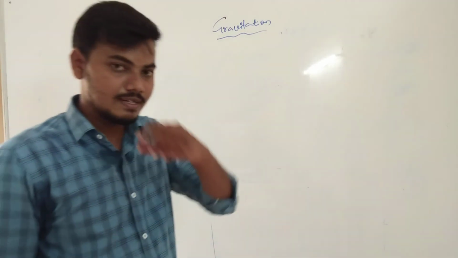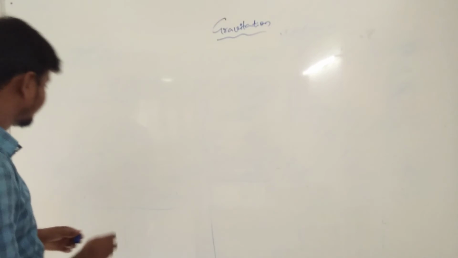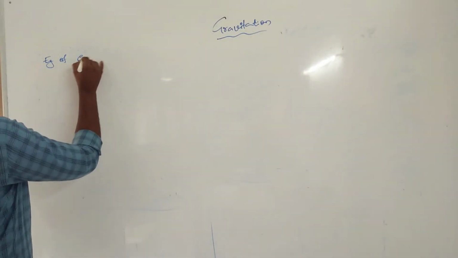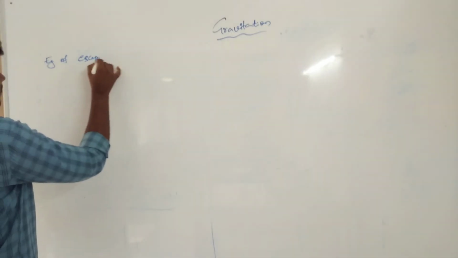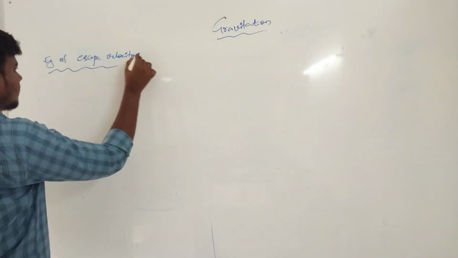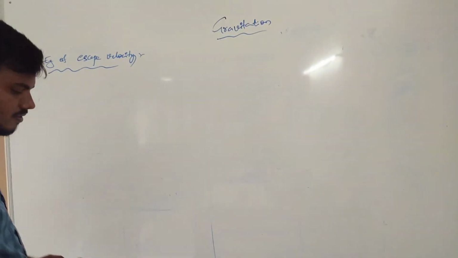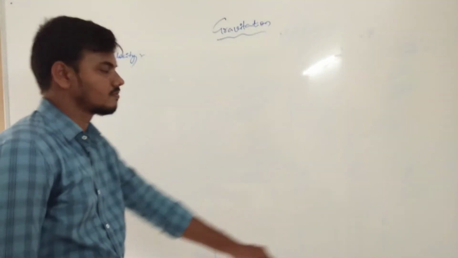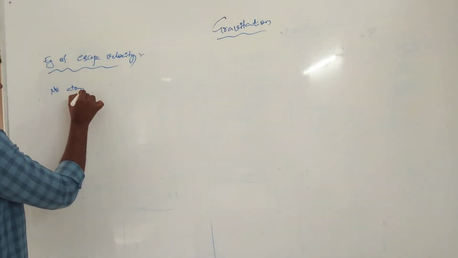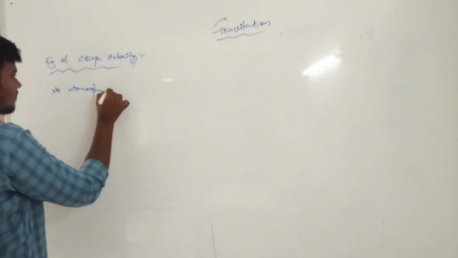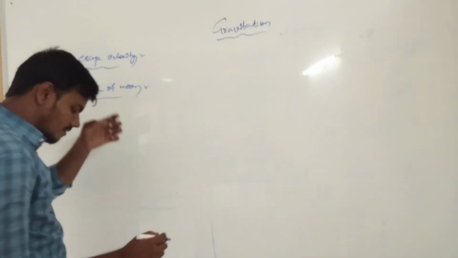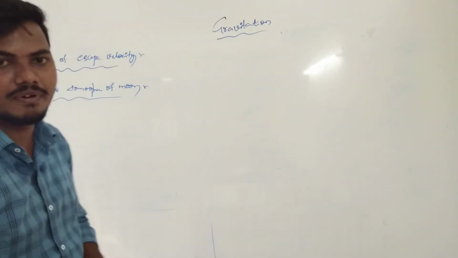Okay. Now next one, example of escape velocity. The statement: no atmosphere of moon. Now there are two positions where we are applicable in escape velocity.